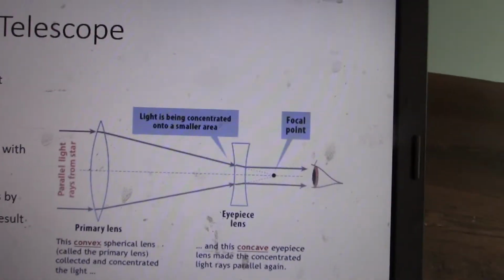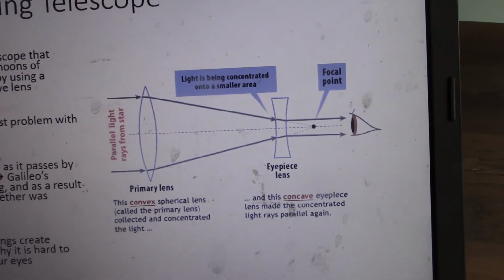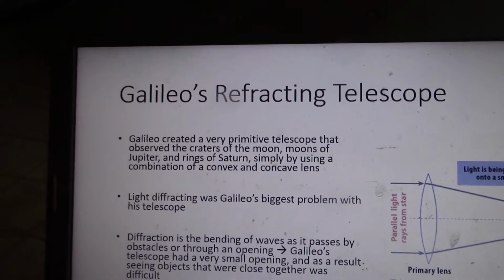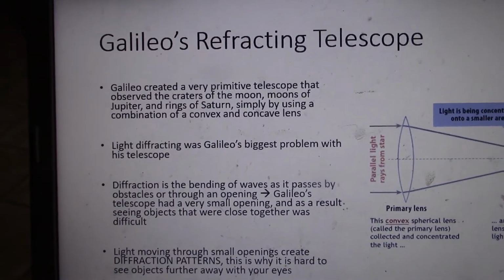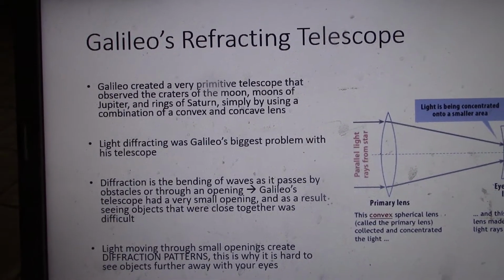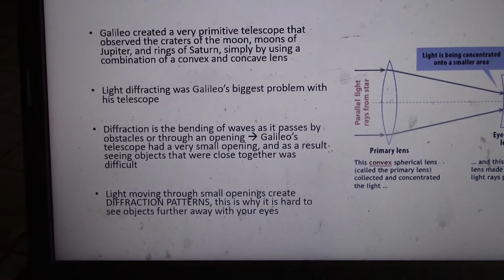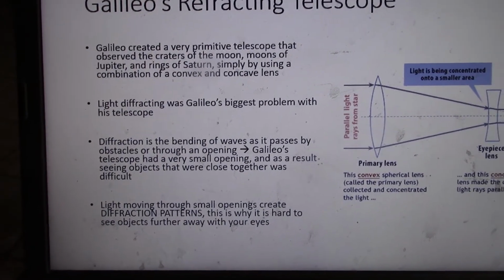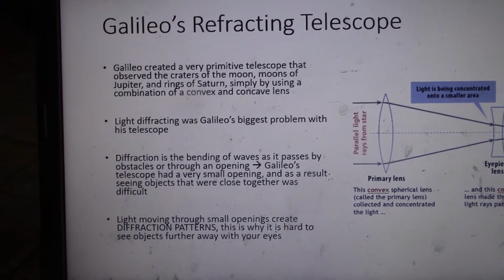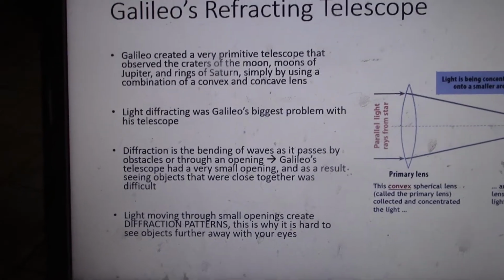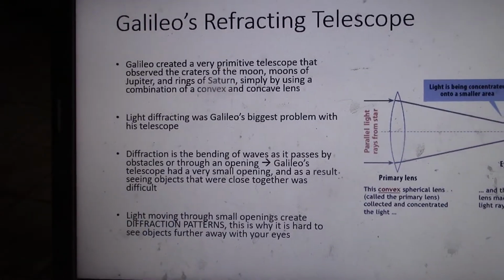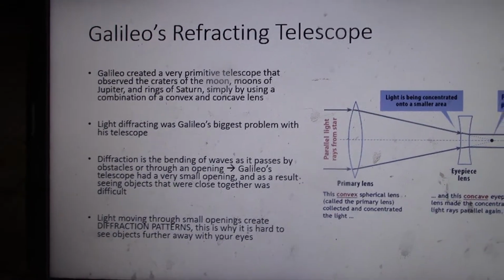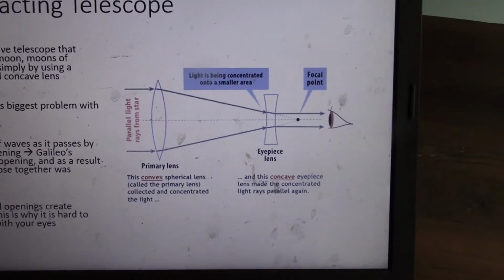So the first telescopes that we had on Earth were refracting telescopes, where light was bent into a focal point. Right, so Galileo created a very primitive telescope that observed the craters of the moon, the moons of Jupiter, and the rings of Saturn. We used a combination of convex and concave lenses with that. Right, light was bent in Galileo's refracting telescope, so as a result, it didn't necessarily make a true image.